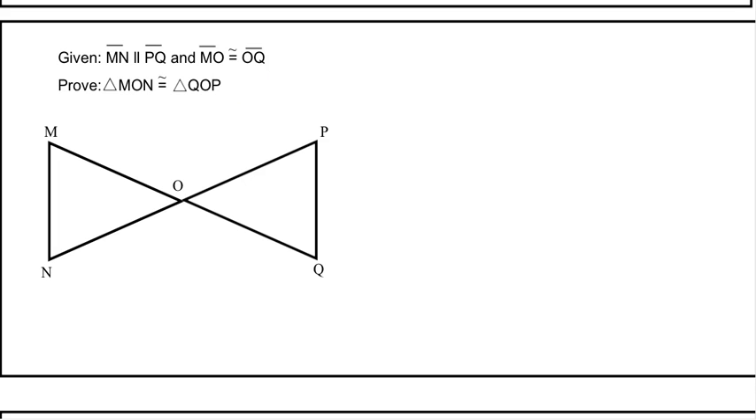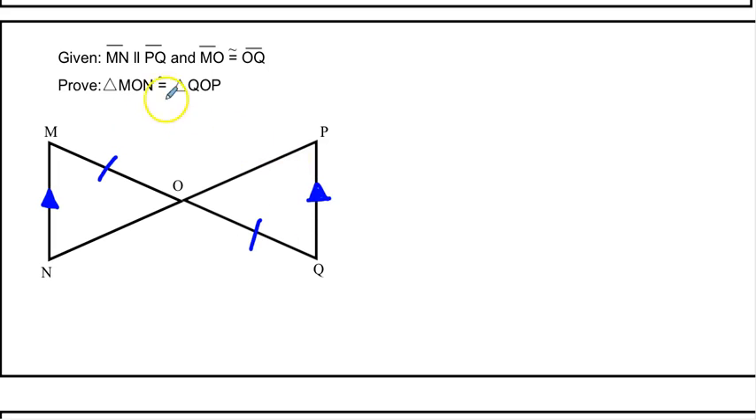What we're trying to do here is prove that triangle MON is congruent to triangle QOP. Now what we're going to do is, just like we did before, you might remember, we mark our givens. So first it tells us that MN is parallel to PQ. Now the way you mark that is you actually put one of these little arrows, not to be confused with a hash mark. This is an arrow, which tells me that these two lines are parallel. Okay? Now it also tells us that MO is congruent to OQ, so we'll write that as well.